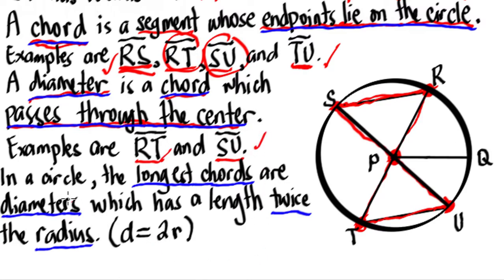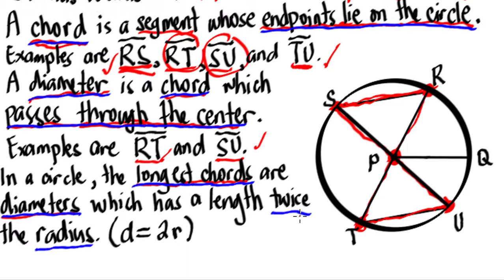Okay? Now, furthermore, in a circle, the longest chords are diameters. I think that's trivial to think of because just look at this. This is the length of RS. But imagine if we move this chord in a way that it passes through T, passes through the center, it becomes longer.